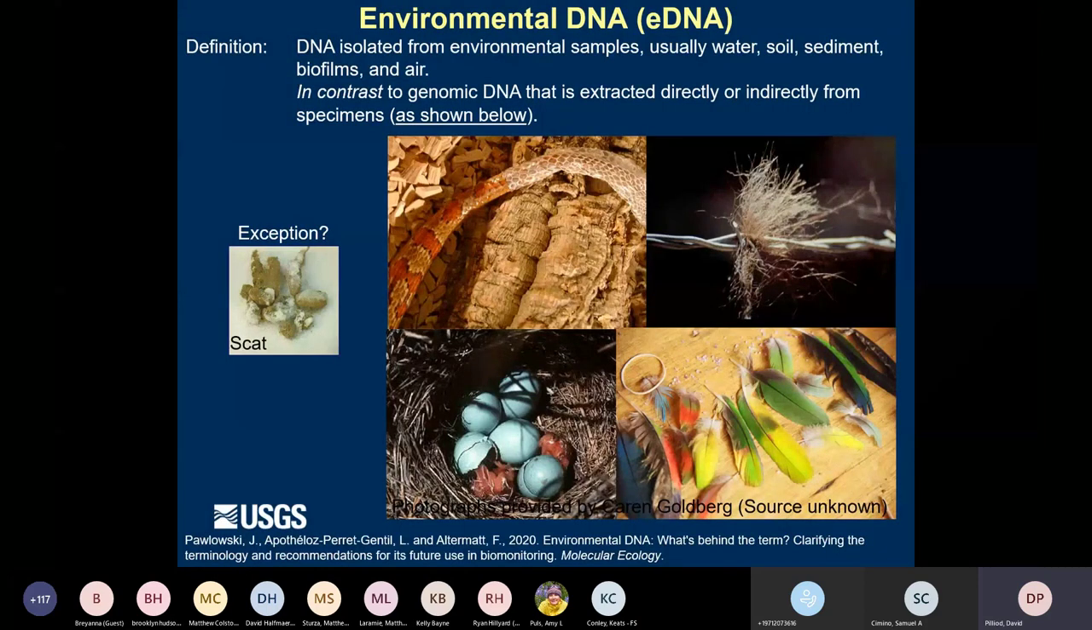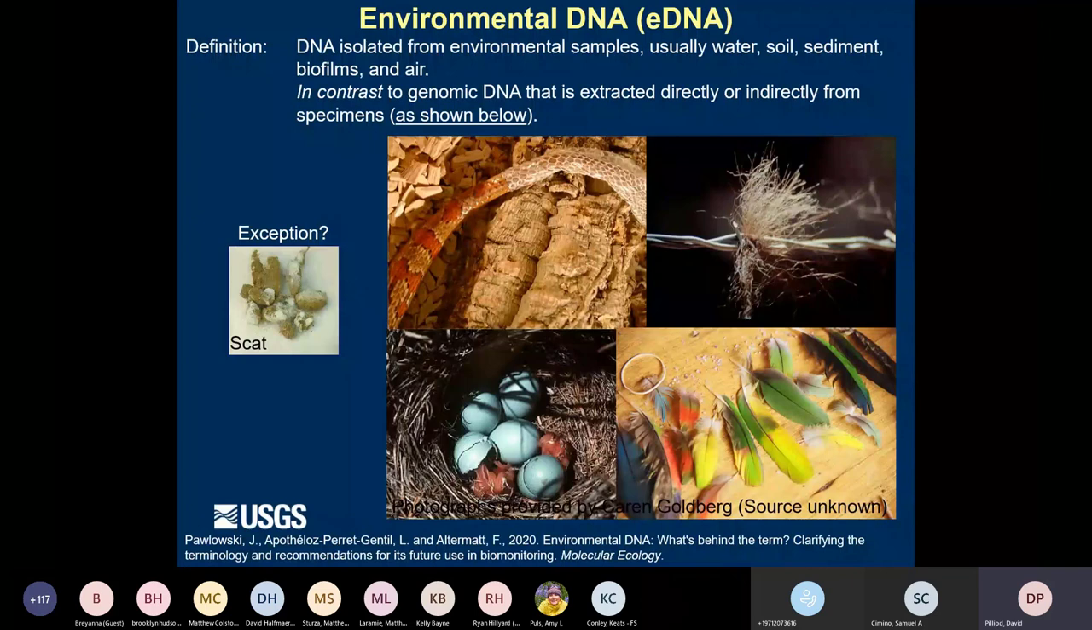Okay, so we'll start out with a definition of environmental DNA, which is not so easy. But simplistically defined as DNA isolated from environmental samples, usually water, soil, sediment, biofilms, and even air. That simple definition was provided by Jan Pawlowski in a recent paper in Molecular Ecology. And Jan contrasted that to genomic DNA that is extracted directly or indirectly from specimens.